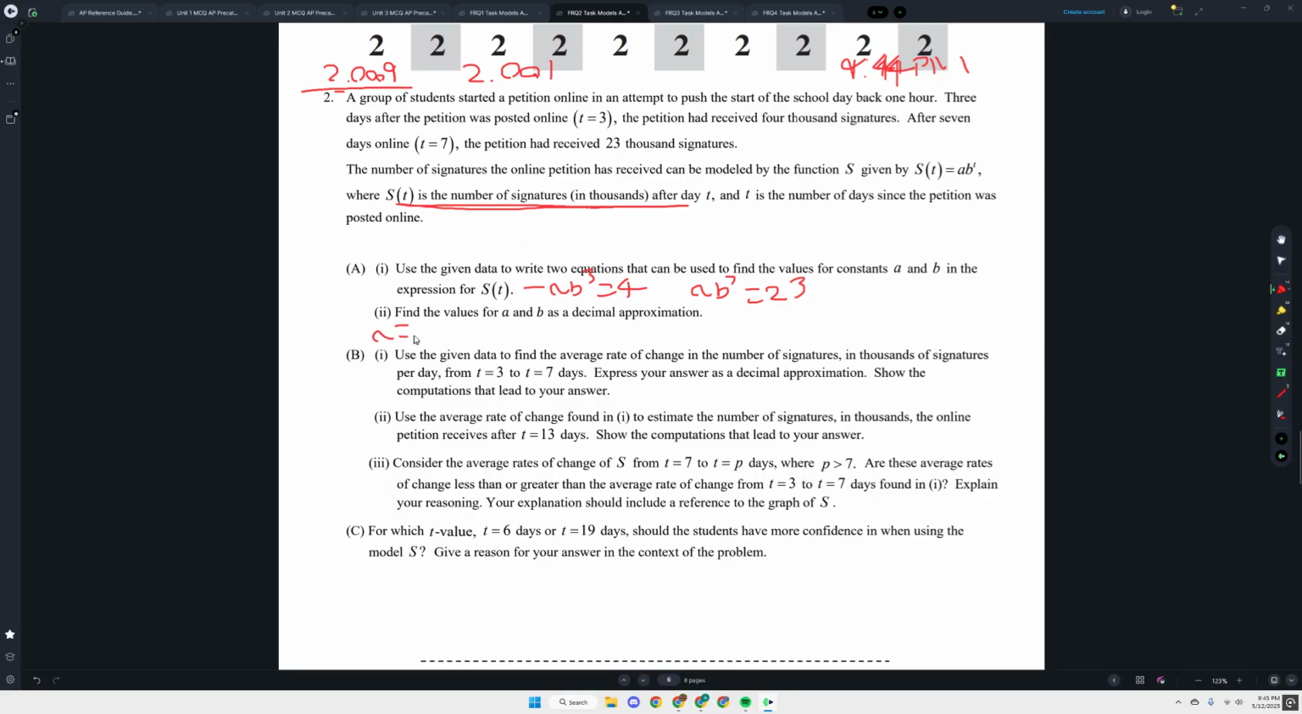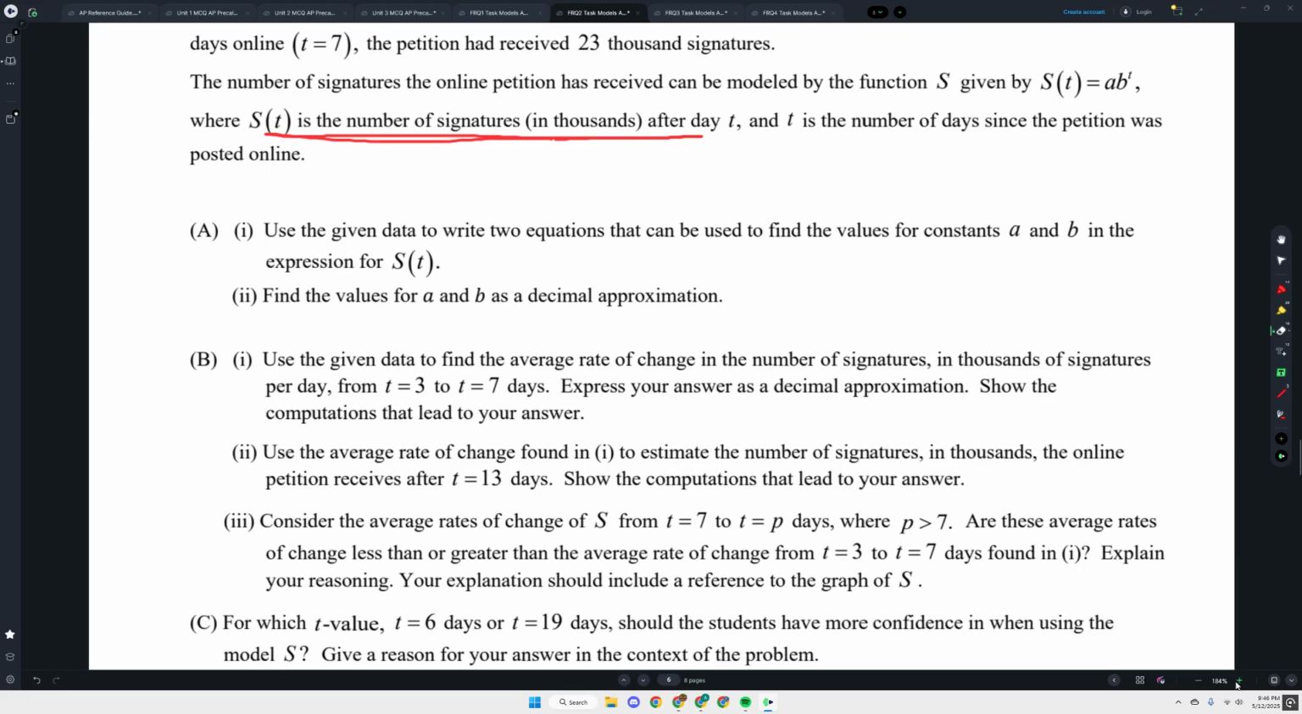A is equal to 1.077 and B is equal to 1.549. Any questions on this? Okay. Yeah, sure. A bit less space to work with.